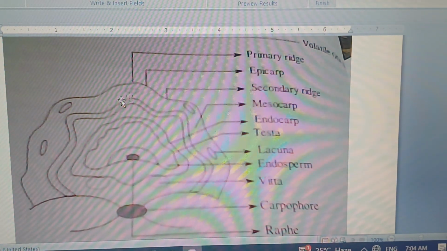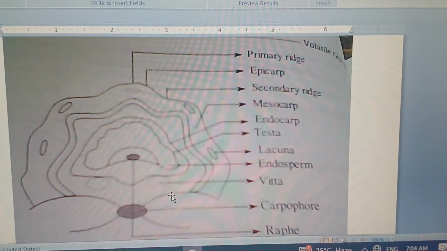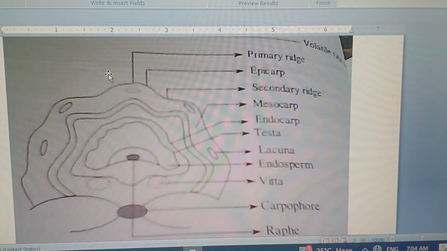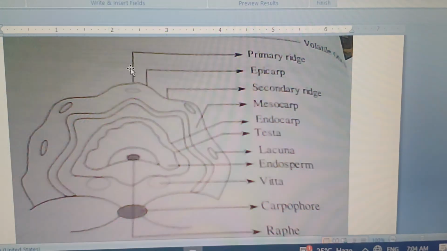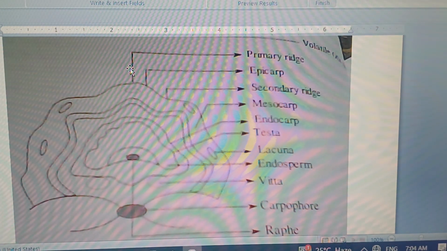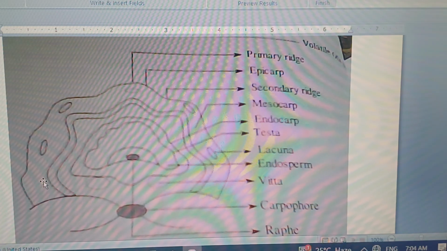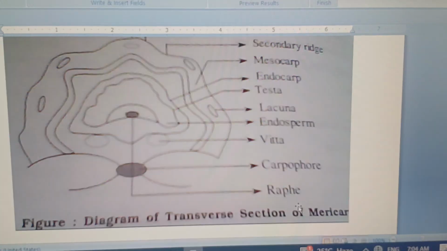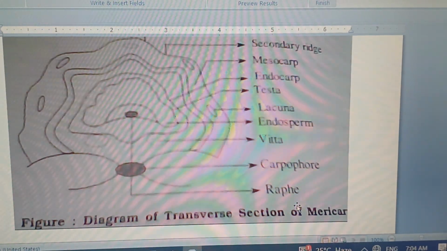Now, these are the contents of Dhanyaka fruit, Coriandrum sativum, belonging to the family Umbelliferae. Now, at least you draw the schematic presentation in examinations. What is the schematic presentation? Now see, the transverse section of the ovary, of the Dhanyaka fruit. Now you can see primarily what are the different contents. At least you write: primarily there will be epicarp, mesocarp, endocarp, testa, lacuna, endosperm, vittae, and carpophore and raphe.